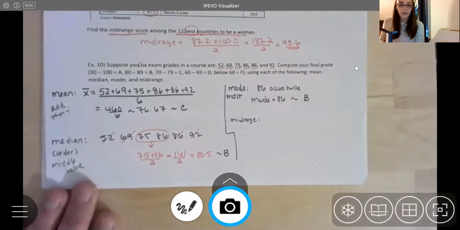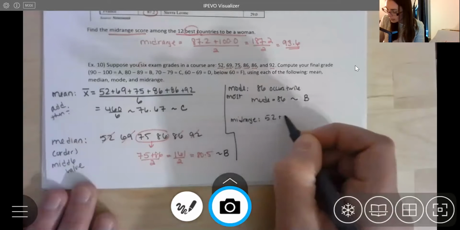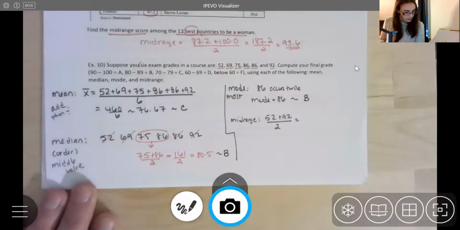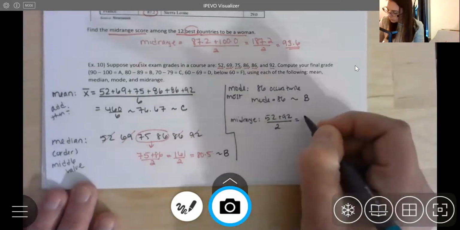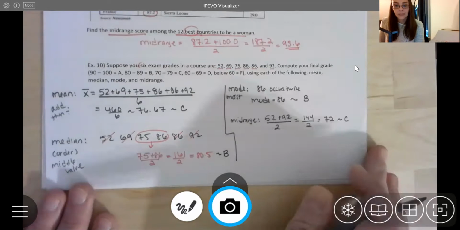And then finally your mid-range. So what we do is we take our lowest value and our highest value. So 52 and 92, and I add them together and I find their mean. So 52 plus 92 is going to be 144. So I have 72 here, which also gives me a C.